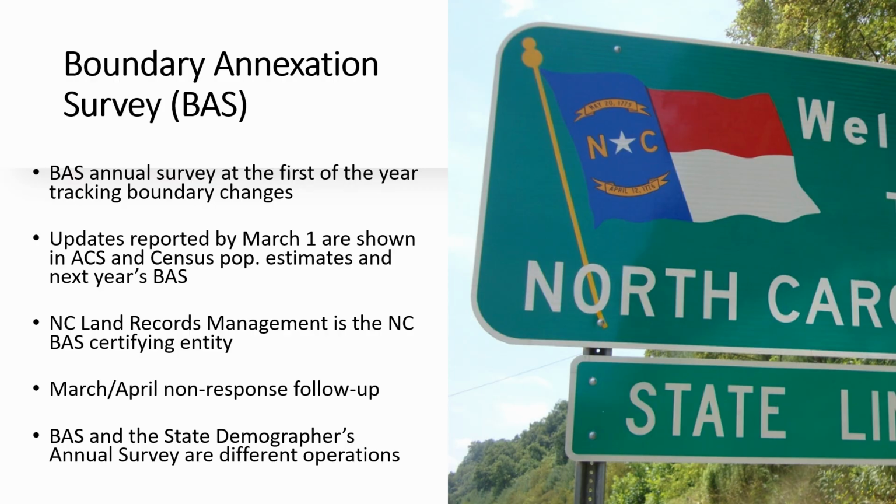If you get those responses in by March 1st, then those boundaries that you've reported will show up in data releases happening later that year, produced by the Census Bureau. So your American Community Survey estimates that come out in September and December, if you get your BAS responses in by March 1st, those boundaries will show up in your ACS data later that year.